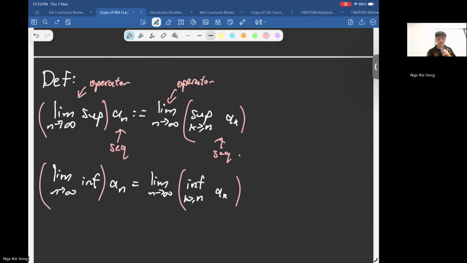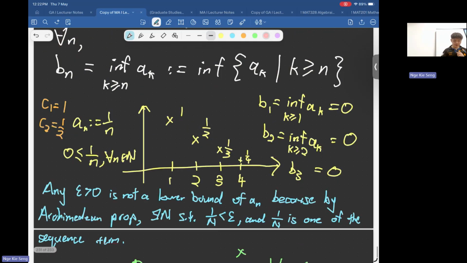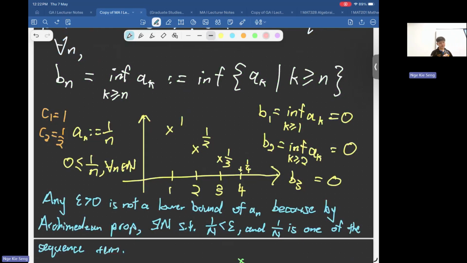Very good examples here. Maybe we can go back to these examples again. So we see that B_n is 0 and C_n is actually A_n. So what's the limit of C_n and B_n? Can you see or not? What's the limit for both of these two sequences?